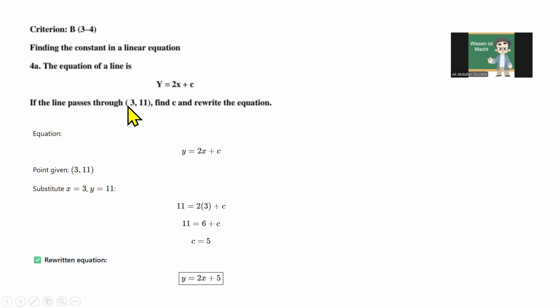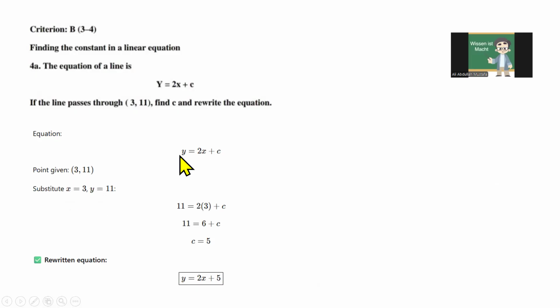I told you always the first number in the coordinates is x and this is y. So because this line, y equal 2x plus c, passes through this point, 3, 11, that means you can substitute the values of x and y in the equation and you find c. Just like this, the equation is y equal 2x plus c. The point 3, 11 is on the line. It has to be on the line so that you can substitute them. x is 3 and y is 11.